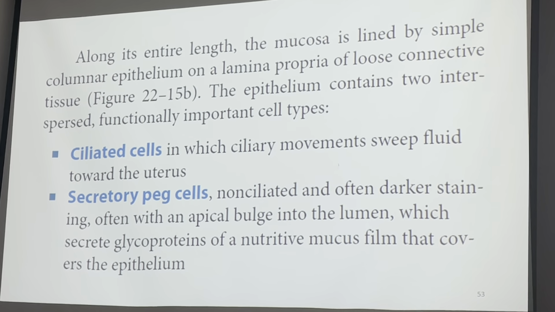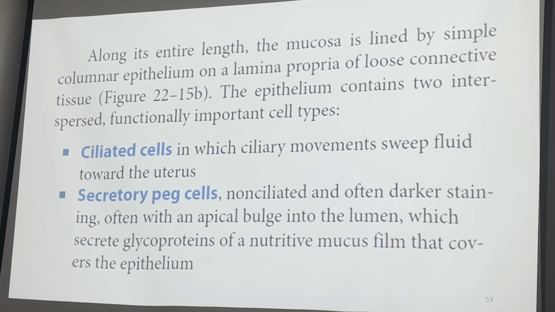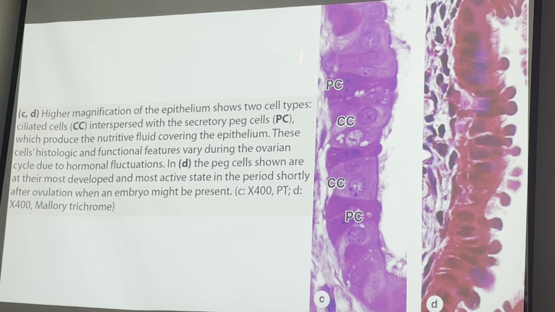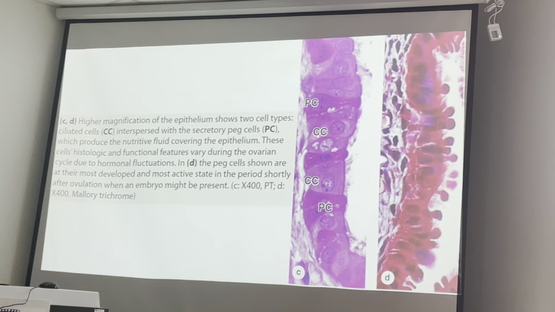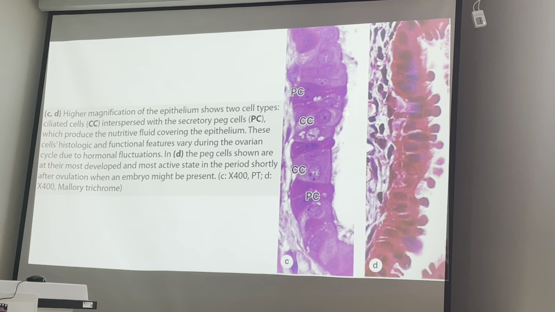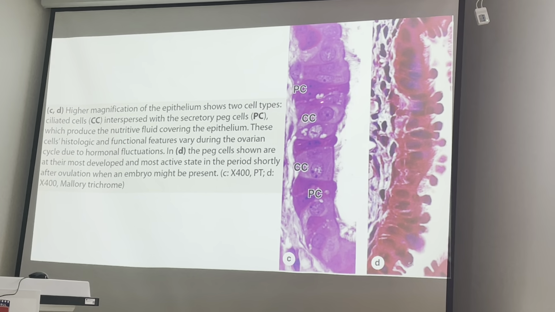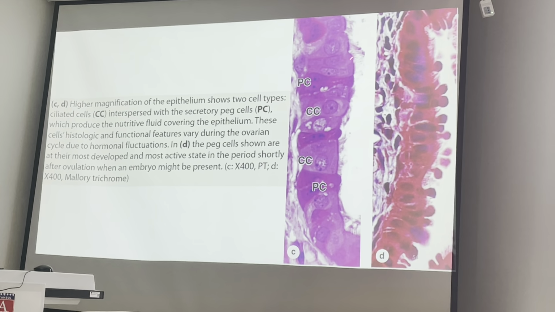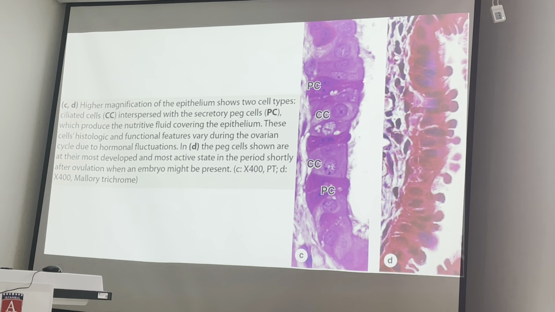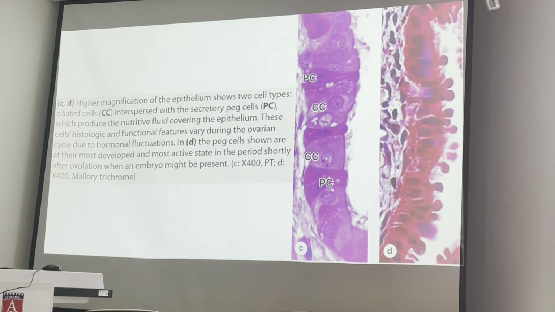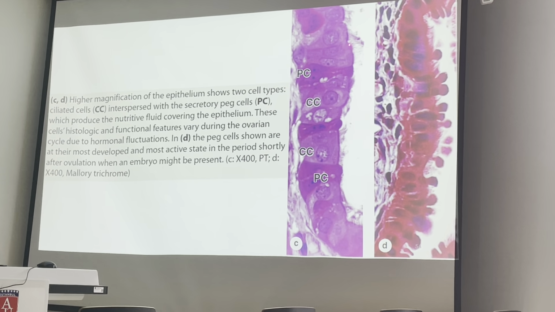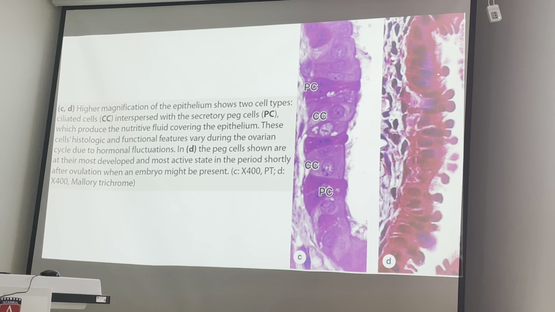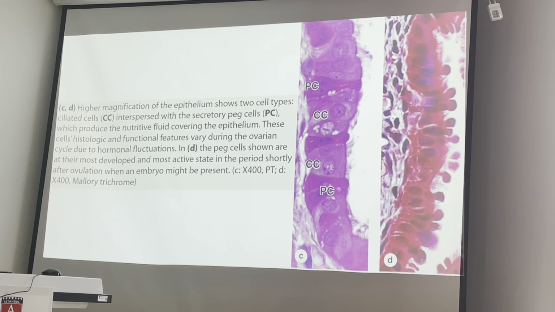Here in the epithelium, we have two types of cells, the ciliated columnar cells and secretory peg cells. Here you can see the epithelium. These cells are our secretory columnar, the columnar ciliated cells. You can see some cilia in the apical part. Between them, you can see the peg cells without any cilia. Here you can see the cilia in the apical side of the columnar cells. Again, here we have a peg cell and we have a ciliated cell beneath the peg cell.